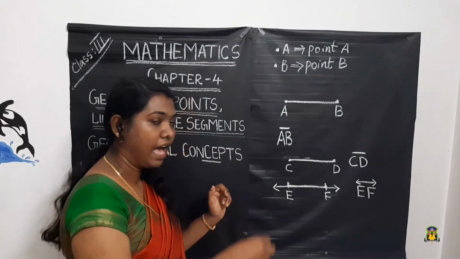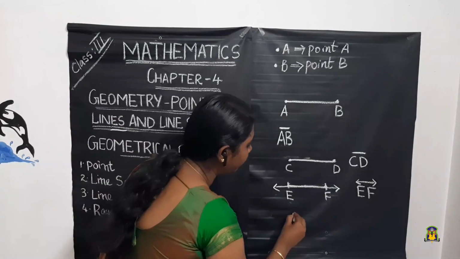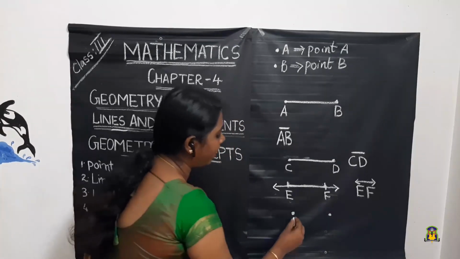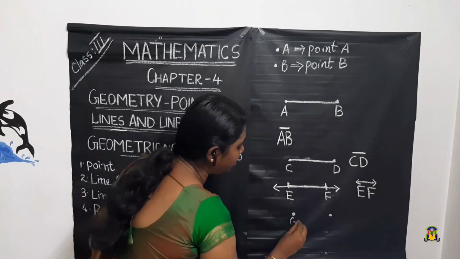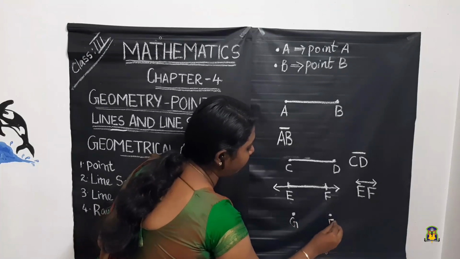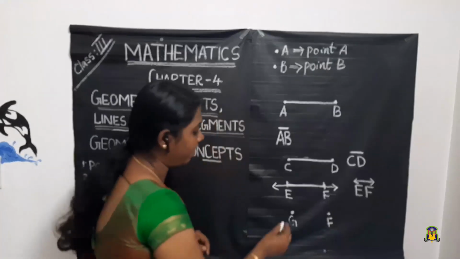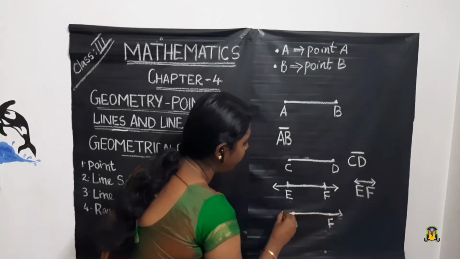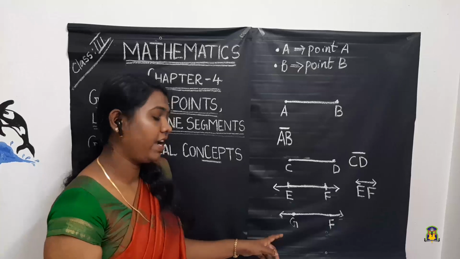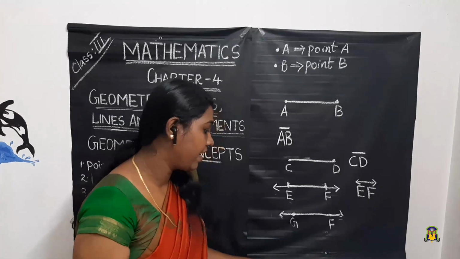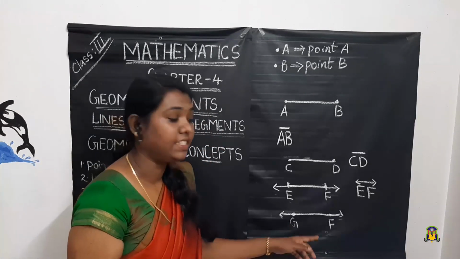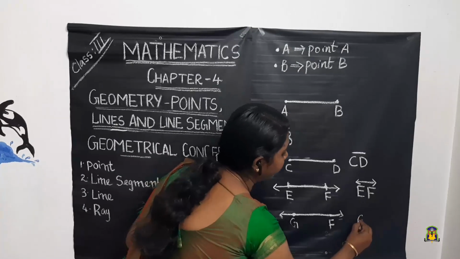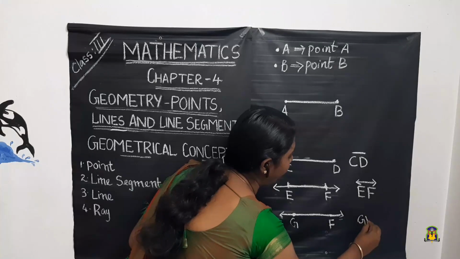Okay, now I will draw one more. Next I am going to draw another 2 dots and I named it as G and F. Okay, I have joined these 2 points G and F. 2 arrows I have made. Then I will read it as line GF. How will you write line GF? That is GF I will write.